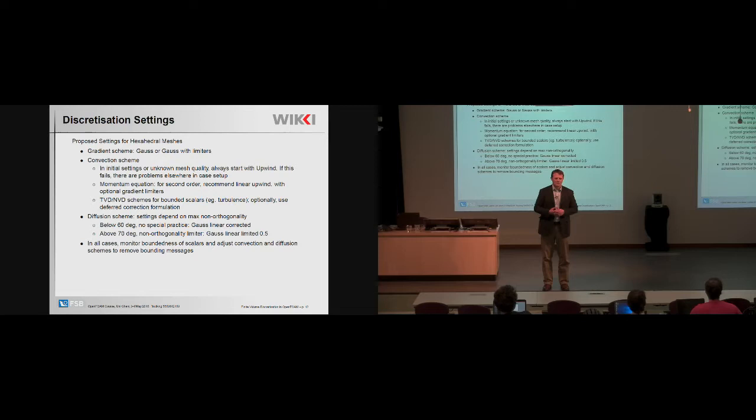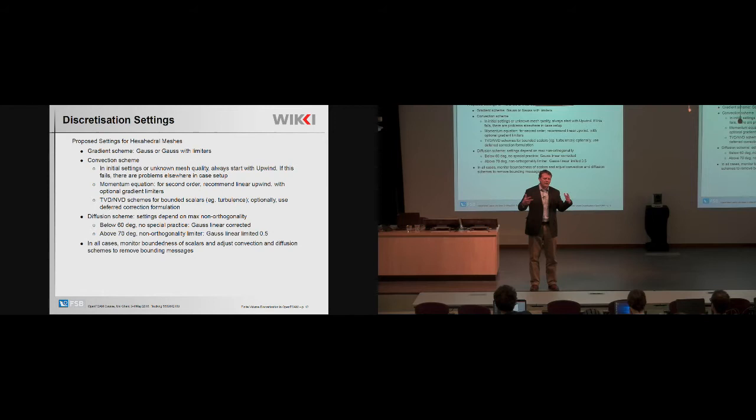For the diffusion term, if your non-orthogonality is below 60 degrees, you can use a scheme called Gauss linear corrected, which basically says whatever correction you had on the right-hand side, you will put into the source. For higher non-orthogonality, you will use this limited scheme, and a factor of 0.5 says that the implicit and the explicit part can be the same. In all cases, you will monitor the boundedness of scalars. So what does that mean? When you're running VOF, make sure that the max alpha is not 3.7, and that mean alpha is not minus 0.3, because you're definitely doing something wrong. When you get into that mode of taking a look at your case and analyzing what's going on, it will be much easier for you to figure out what the case is doing.